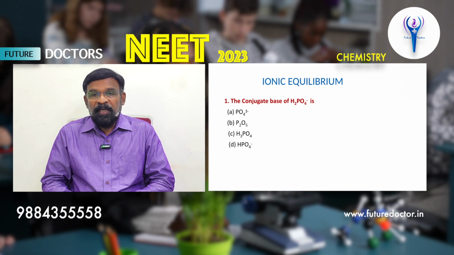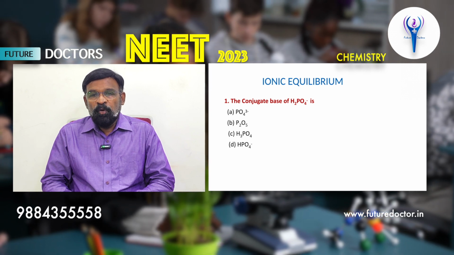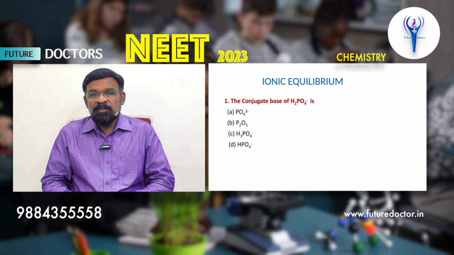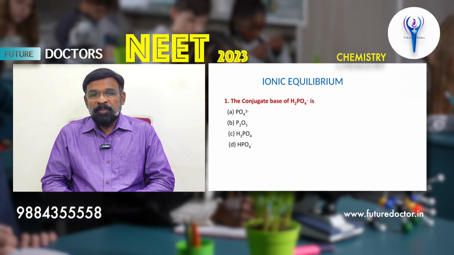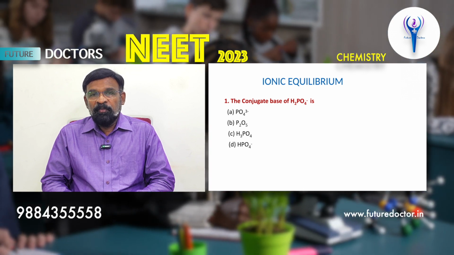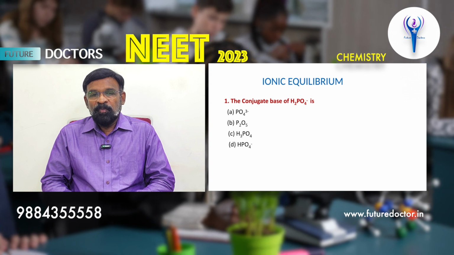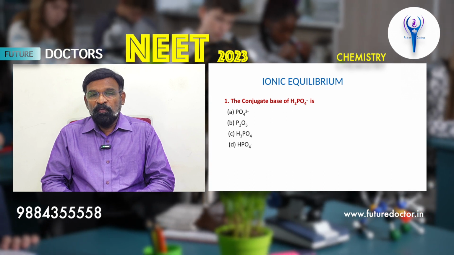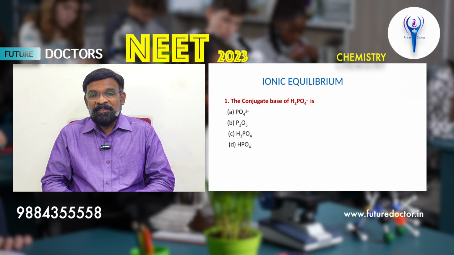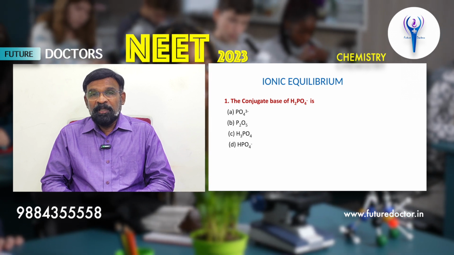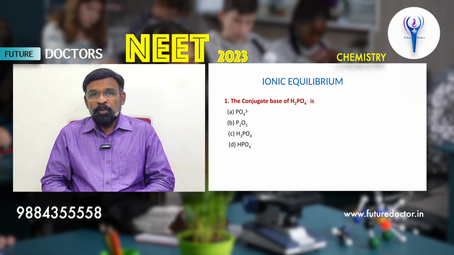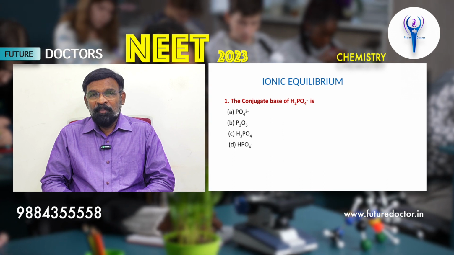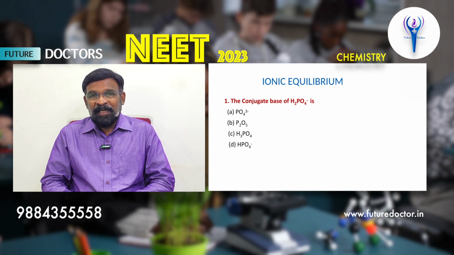The conjugate base of H2PO4 minus is: option A, PO4 to the power of 3 minus; option B, P2O5; option C, H3PO4; option D, PO4 to the power of minus. Okay. So let's move on to the second question.